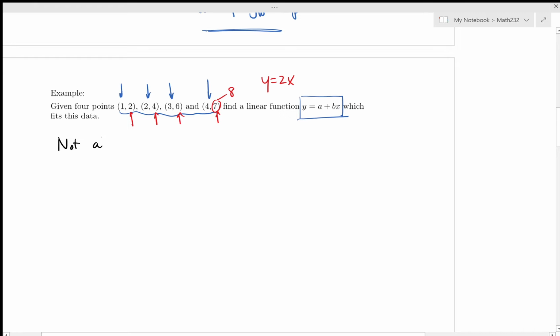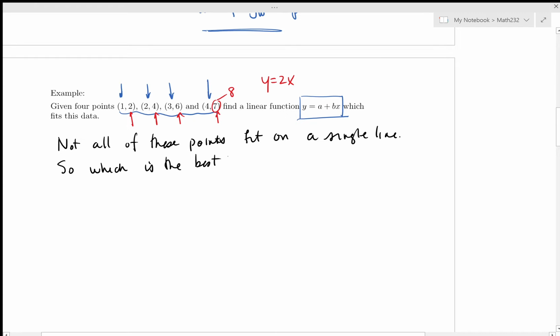Not all of these points fit on a single line. So which is the best line to use? I have the line I want to fit it to. So now the problem becomes, which is the best line to use? That means what value of A and B should I choose?